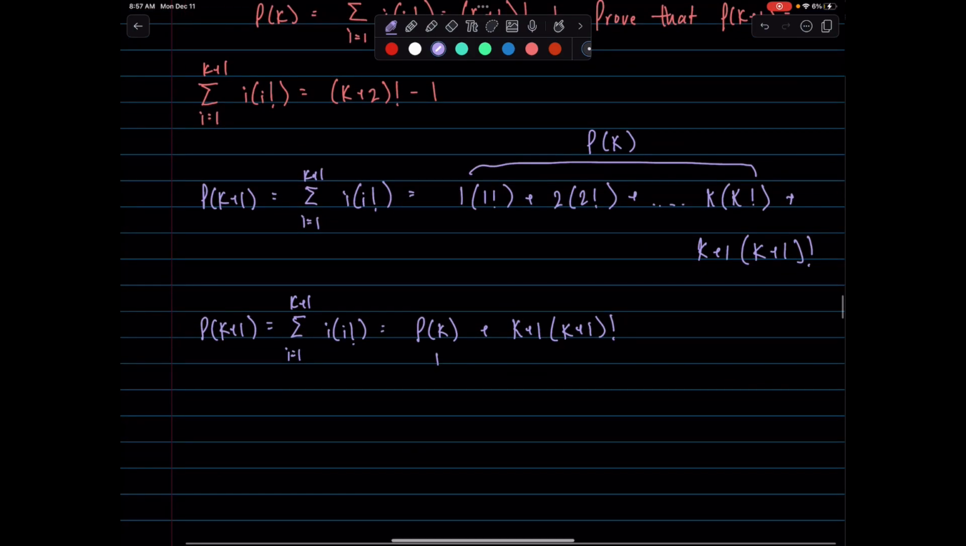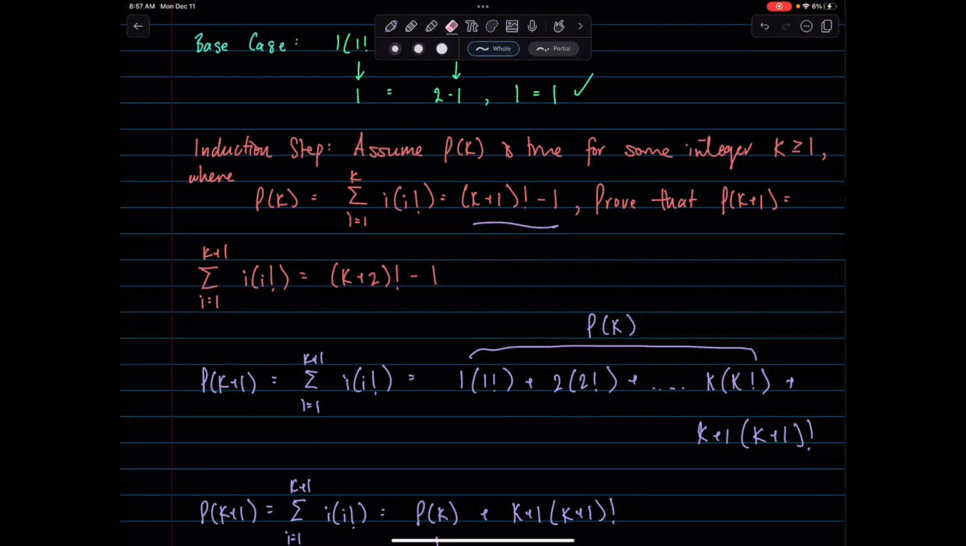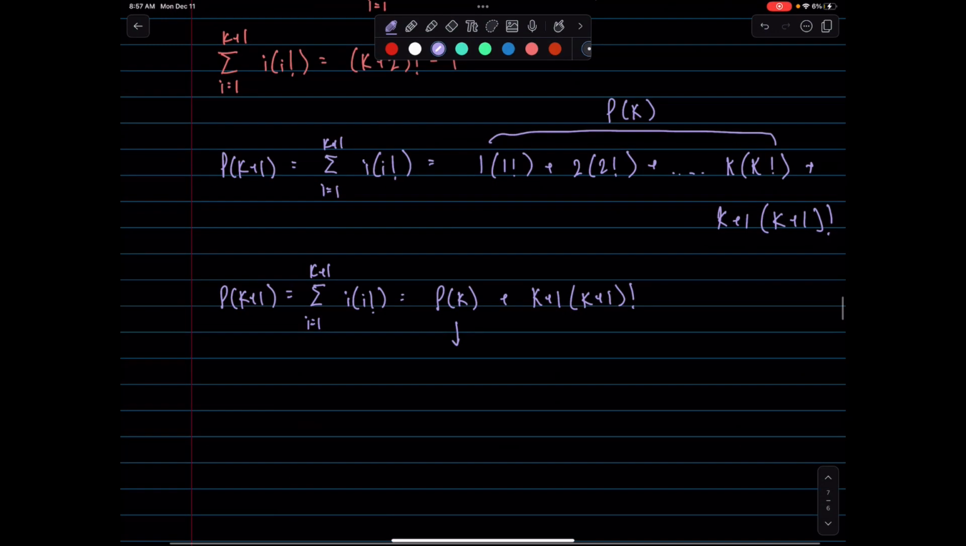And we know that pk, from our inductive hypothesis, is k plus 1 factorial minus 1. This turns to k plus 1 factorial minus 1 plus k plus 1 factorial.